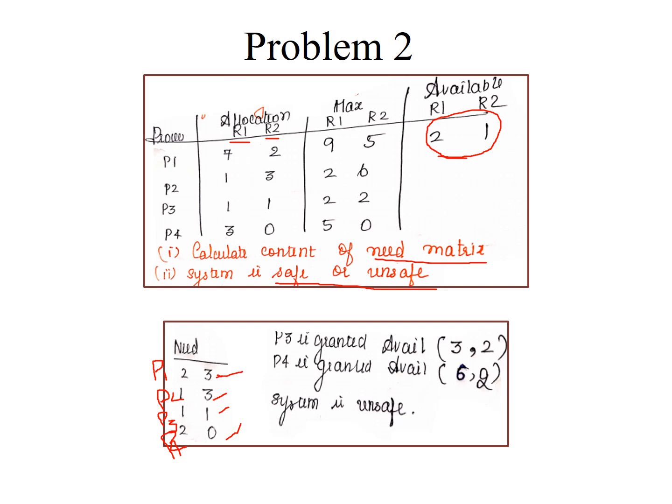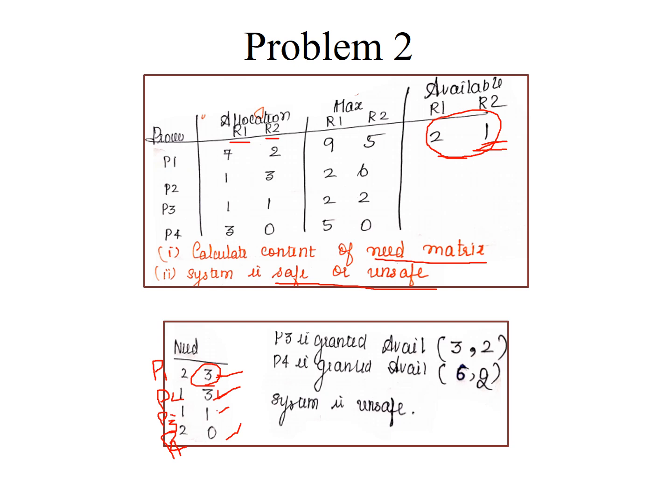When we compare with the availability, R2, we have only one available, but P1 is in need of 3. So we can't proceed with P1. Moving on to P2. Again, P2 also needs 1, 3, but we don't have that many instances. We need 3 instances of R2, but we have only one instance of R2 in the availability. So leaving that, moving on to P3.